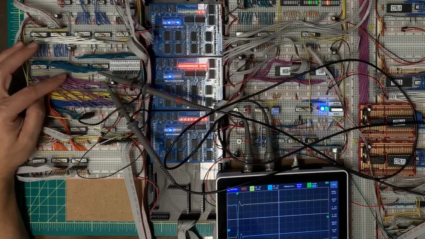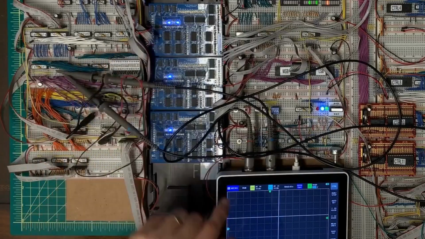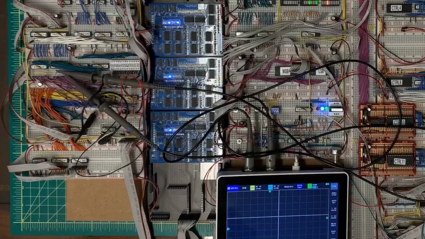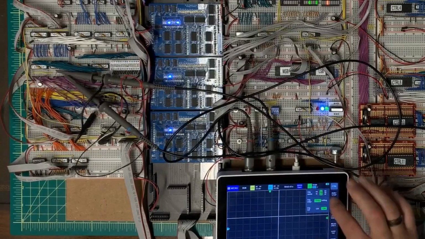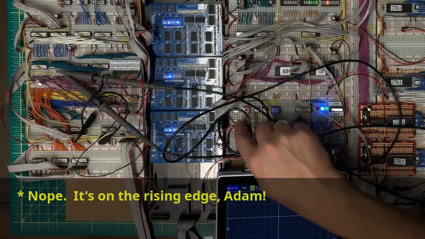Let me go to the input side and let's see what that looks like. Same setup over here. The yellow trace is on the bit in question. The blue trace is on bit 0. And so my transition from high to low on bit 0 is my trigger. I'm reset.